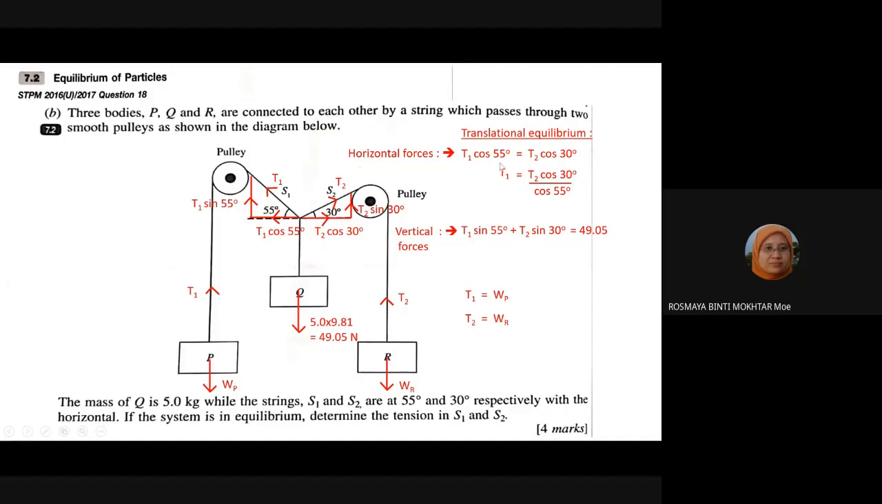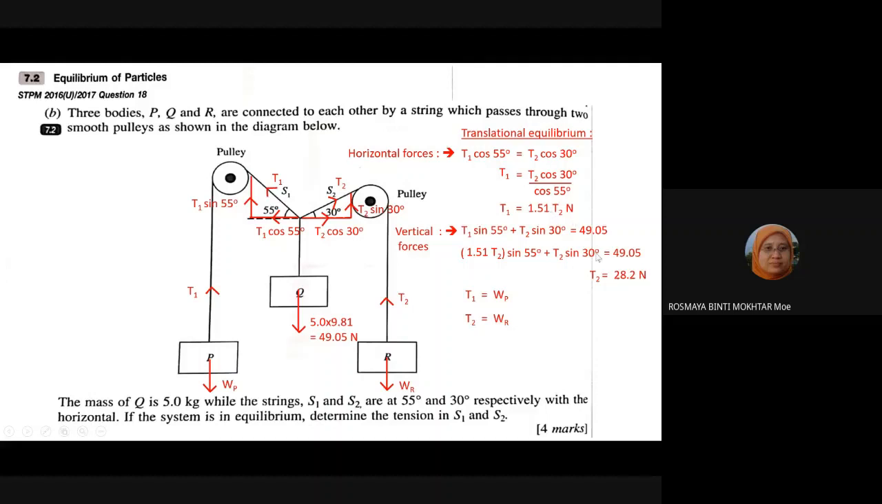Okay, so now we simplify the first equation. T1 equals T2 cos 30 degrees per cos 45 degrees. So you get T1 equals 1.51 T2 Newton. The unit is Newton. And for the vertical forces, we can substitute this T1 into the second equation, so 1.51 T2. In this equation we only have one variable now, T2, so you can solve for T2. The answer for T2 is 28.2 Newton.